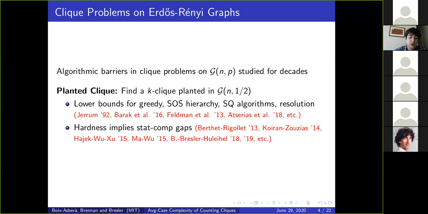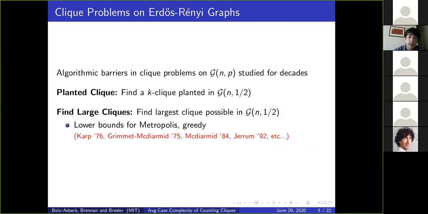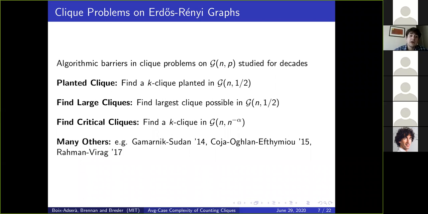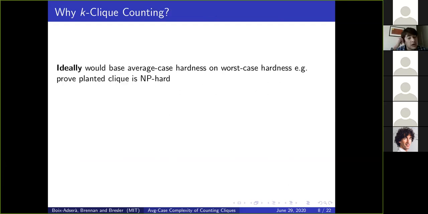It's also a question that has interesting implications from the point of view of statistical computational gaps. So if you assume that finding a planted clique is hard, then you get statistical computational gaps. Another problem that's studied on G(n,p) is to find the largest clique in a randomly sampled Erdos-Renyi graph. And again, there are lower bounds for restricted models of computation. Another problem, finding critical cliques, and many others, such as finding large independent sets in Erdos-Renyi graphs. So there's a wide body of work studying clique problems on Erdos-Renyi graphs, but all of these papers prove only hardness under a restricted model of computation.